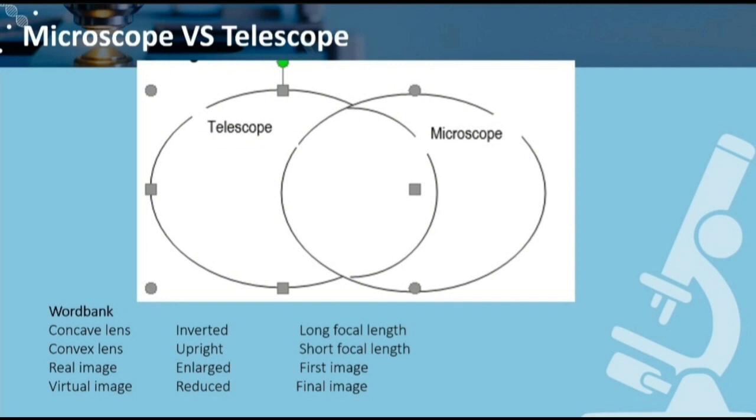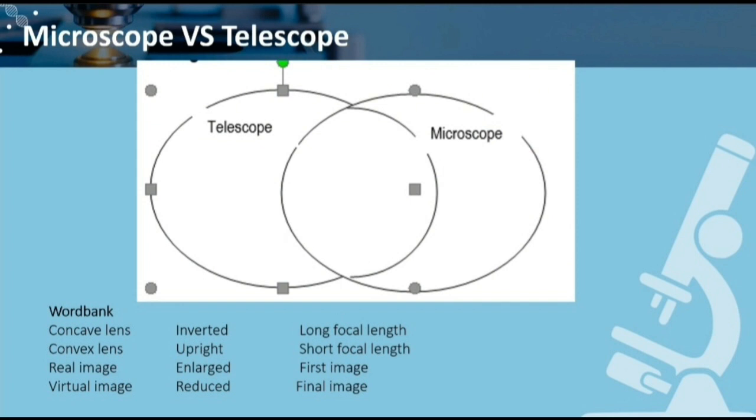We have there a word bank. We have the concave lens, convex lens, and up to the final image. I want you to write those words if they belong to the telescope, the microscope, or both of them. You can see the Venn diagram between the telescope and the microscope. I'll just give you 5 minutes to answer. Okay?